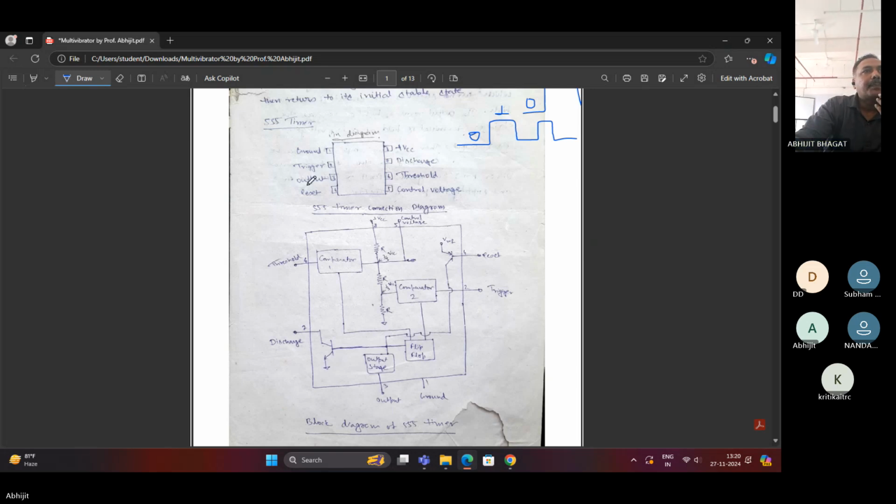Now what is the function of this IC? You can see this diagram is the internal circuit of this IC. This is the internal block diagram of the 555 timer. Inside this IC, there are two comparators, one flip flop, which is an SR flip flop, and a voltage divider circuit. Here, whatever the VCC voltage is, it is internally divided at this point and at this point.